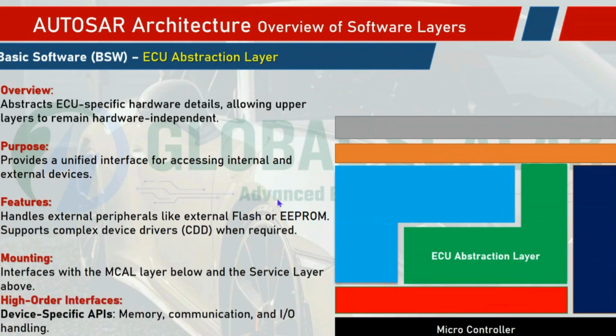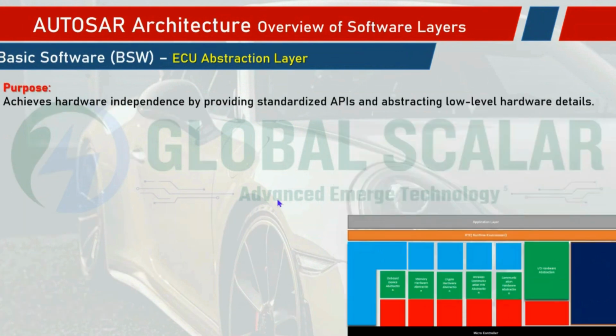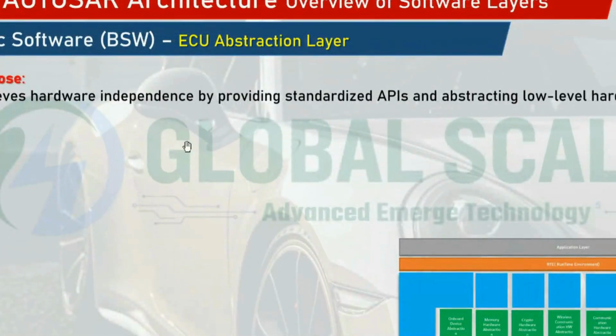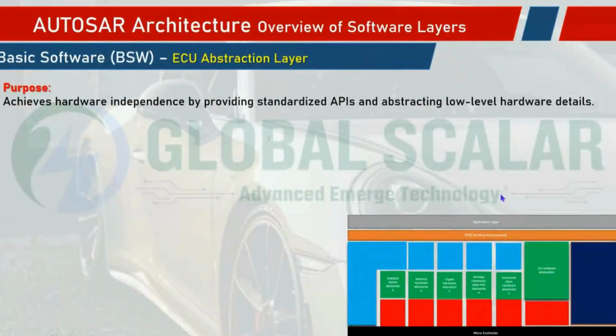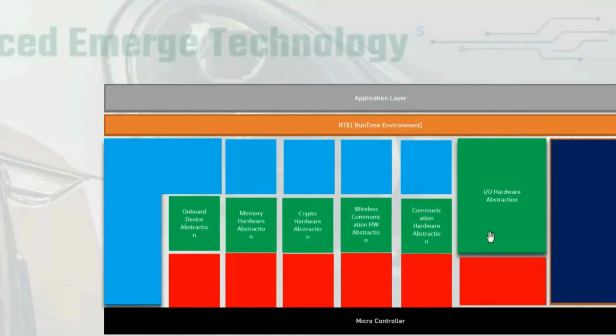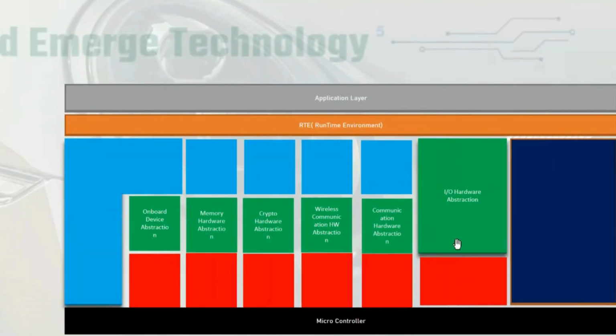Here the APIs will be there: the device-specific APIs, and the memory and communication IO handling APIs will be communicated with respect to the ECU abstraction layer. So in the ECU abstraction layer, specific to this, there is a dependency provided by the APIs. As we know, the APIs are configured in the AUTOSAR layer. It supports IO hardware abstraction, communication hardware abstraction, wireless communication, crypto hardware abstraction, memory hardware abstraction, and onboard device abstraction.